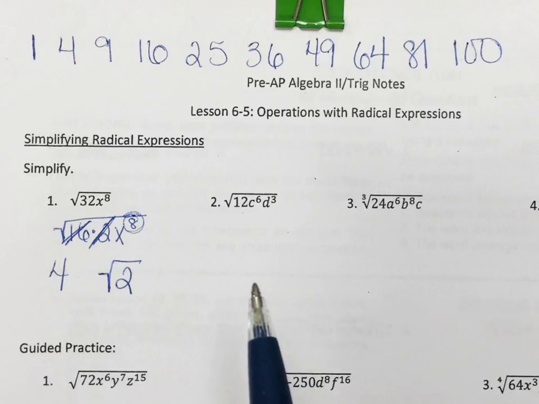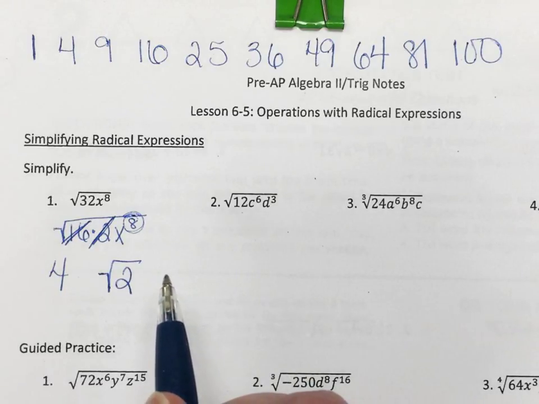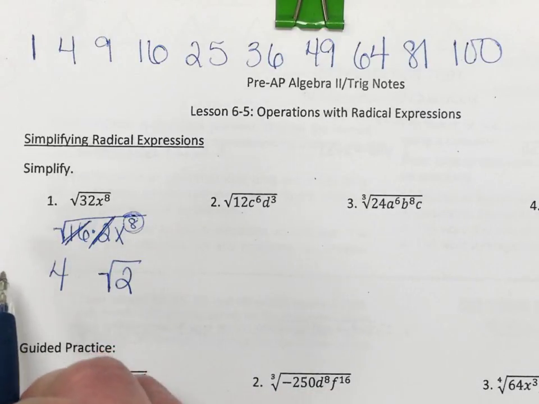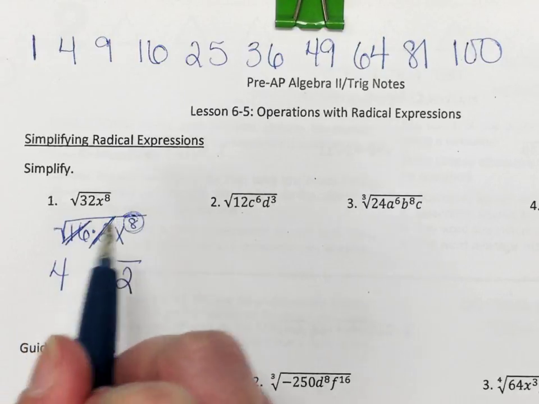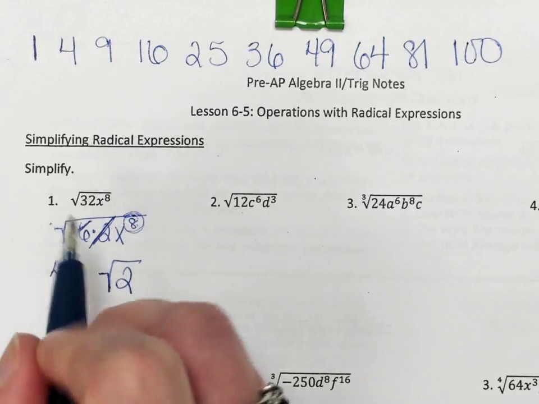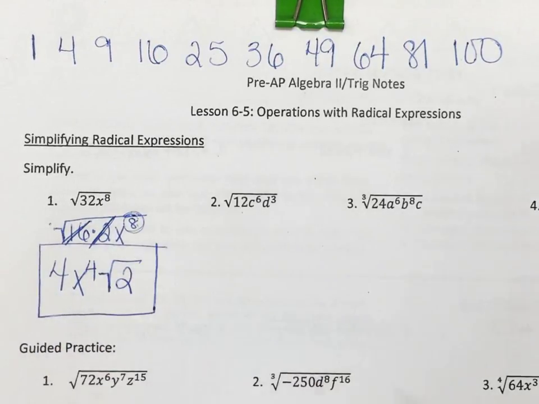How did you get x to the 4th, Abby? Because you are correct. Why by 2? Why am I going to divide it by 2? What kind of root is this, y'all? And what's square mean? 2. So what's 8 divided by 2? 4. There you go. So x to the 4. Alright, let's do another one.